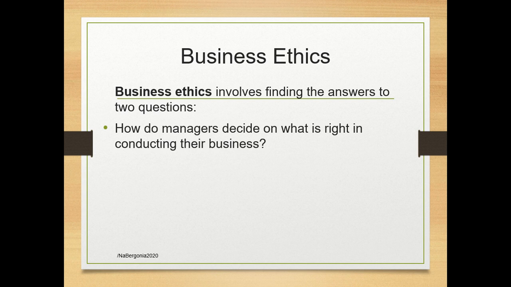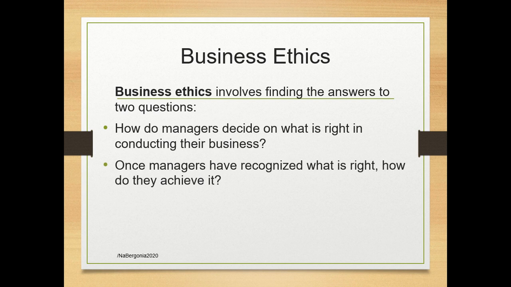Okay? So when we talk about business ethics in general, it involves finding the answers to these two questions. How do the managers decide on what is right or wrong in conducting the business? Or even once the managers have recognized what is right, how do they achieve it? Those are some of the questions in terms of ethics, doing right or wrong in a business context. So business ethics has its 4 areas.